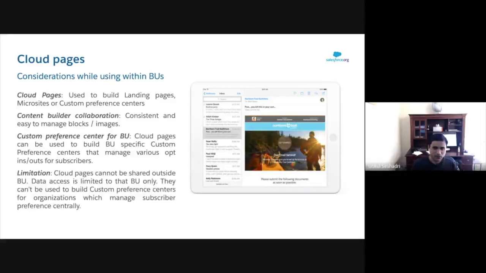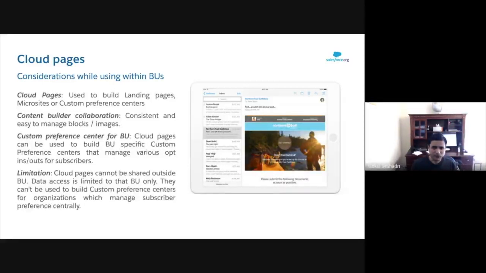Cloud pages have many different advantages. You can actually build each page by constructing individual, unique, rich text blocks or images, or you can combine them and you can share content and so on and so forth.